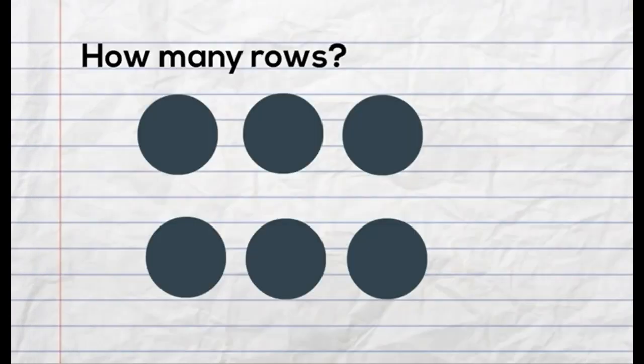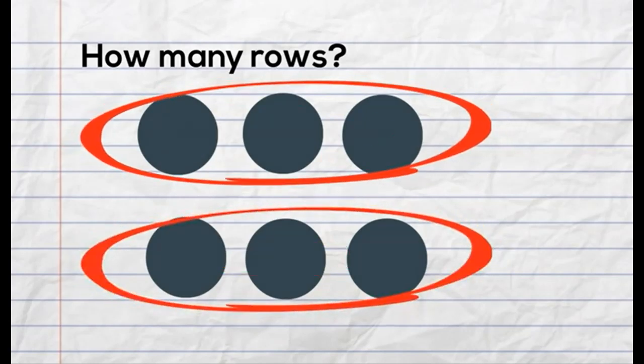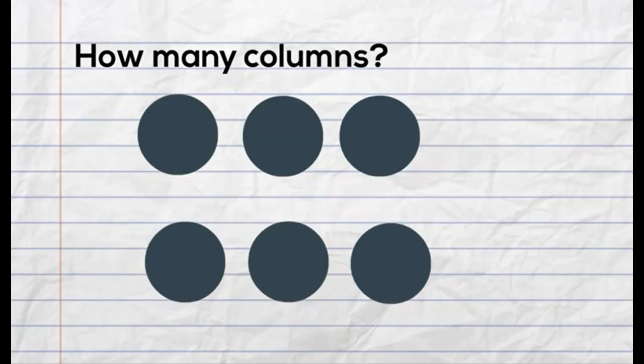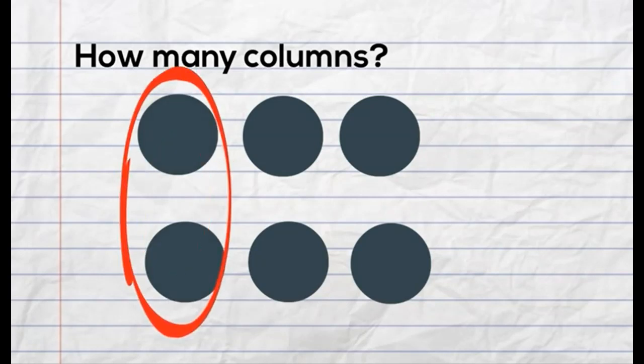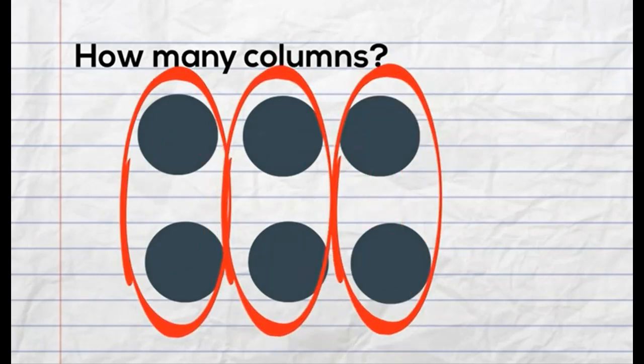Okay, let's look at this array. How many rows are there? Well, there are 1, 2 horizontal rows. Next, how many columns are there? Well, there are 3 columns. 1, 2, 3. So first, we know the difference now between a row and a column.